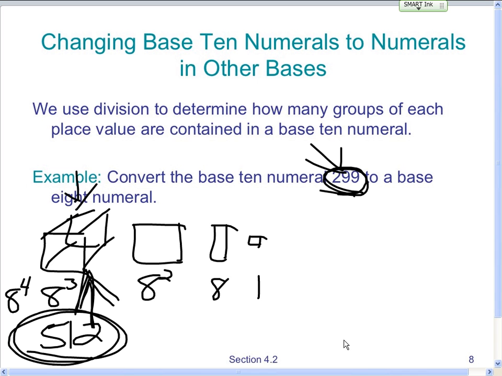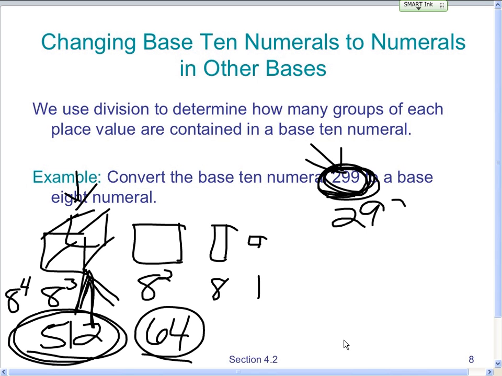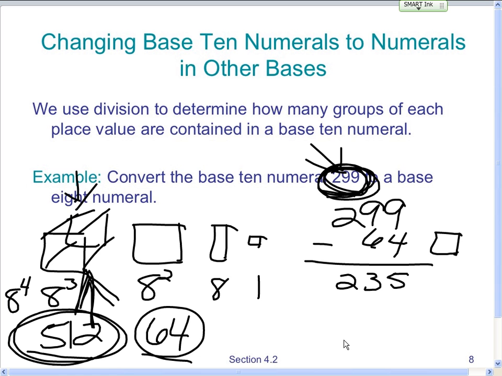All right, how about flats? Can I create flats out of 299 units? Well, the flats are 8 times 8, which is 64 units. Can I take 64 units out of the 299? Sure. From 299, I'm going to take out 64 units, which is a flat. And how many units am I left with? I have 235 units remaining.